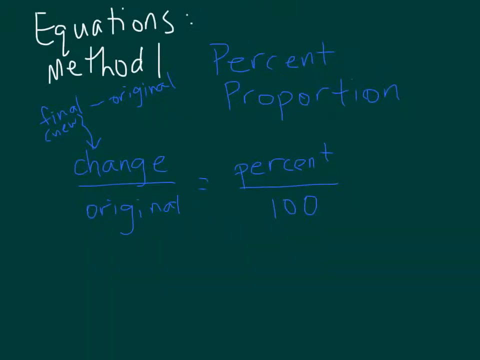Two equations we can use. The first one is basically the percent proportion. You take the change, and how we find how much something changed is we take the final amount, or sometimes we call it the new amount, and we subtract the original amount. So what did it start at? That's the original amount. We subtract that from the new amount, the amount that it finished. So we find the change, put it over the original amount, and then put the percent out of 100, and we solve the proportion.